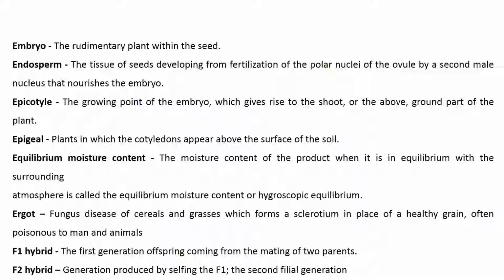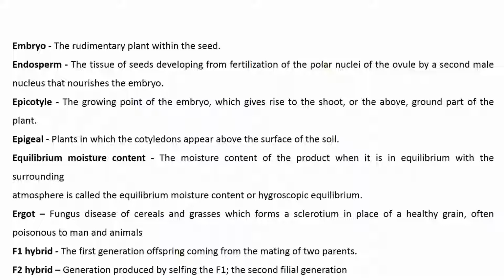Endosperm: tissue of seeds developing from fertilization of the polar nuclei of the ovule by a second male nucleus that nourishes the embryo. Epicotyl: growing point of the embryo which gives rise to shoot or the above ground parts of the plant. Epigeal: plant in which cotyledons appear above the surface of soil. Equilibrium moisture content: the moisture content of the product when it is in equilibrium with the surrounding atmosphere, or hygroscopic equilibrium.